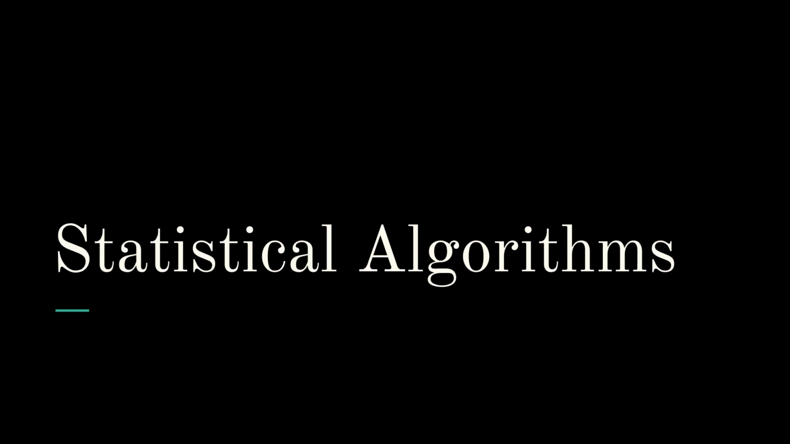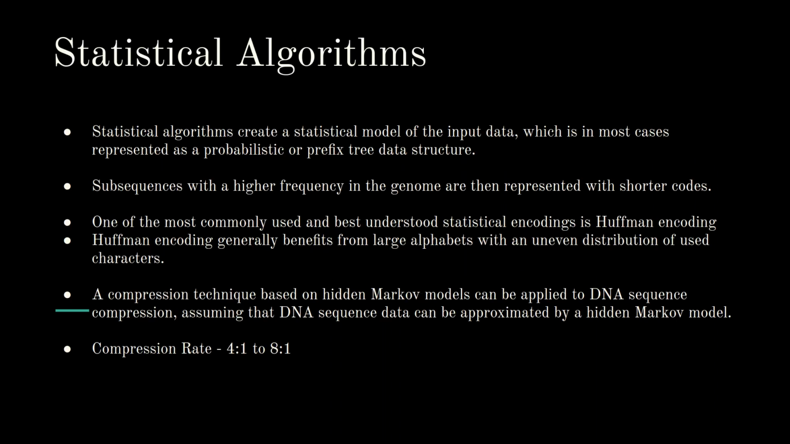Now let's come to statistical algorithms. Statistical algorithms are generally those which take the input data and create a statistical model of it, and then present it in different forms of frequencies and other things. So basically, subsequences with a higher frequency in the genome are represented with shorter codes, to make the effective length of the coding shorter.